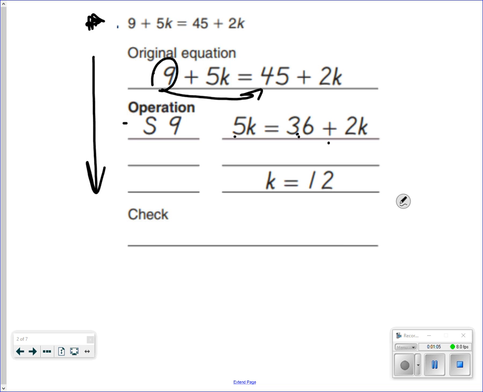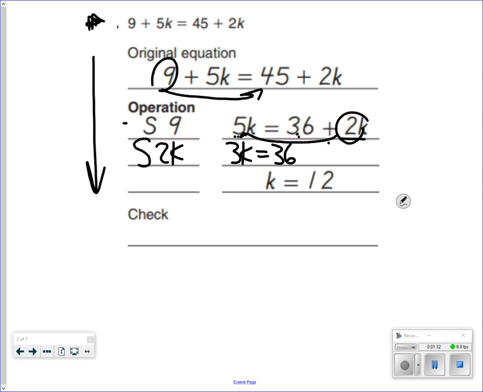Now the next thing we have to do is get rid of this 2k and put it over on this side. So what we're going to do is subtract 2k. If we subtract 2k, we're left with 3k equals 36. Because think about this, it's going to come to this side of the pan balance and take away 2k from that side. So now we're left with 3k equaling 36.